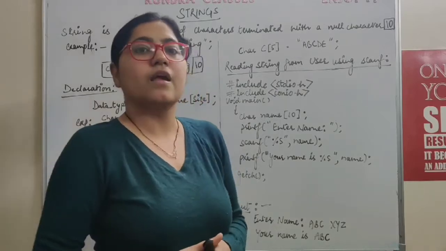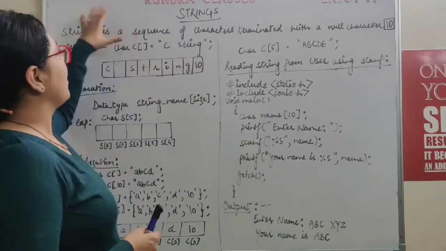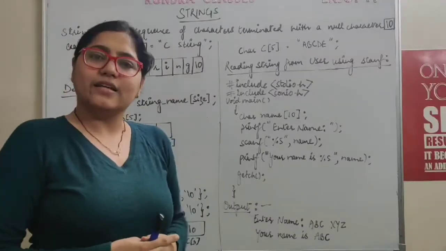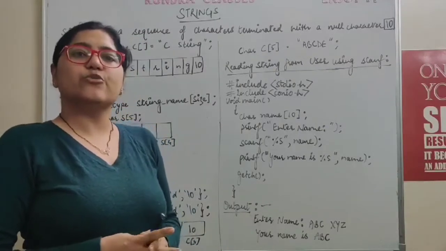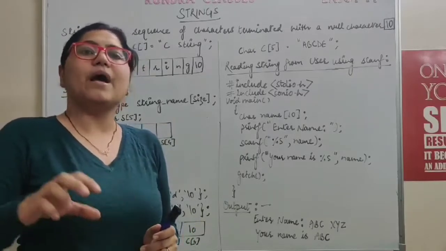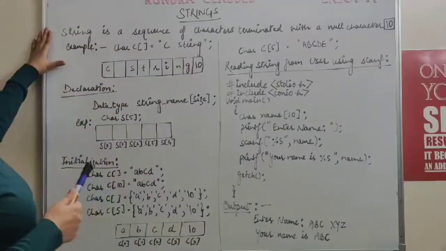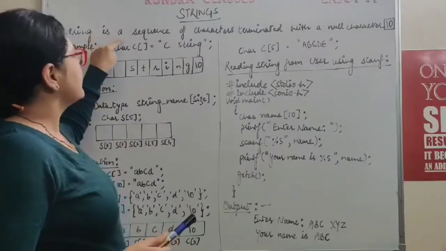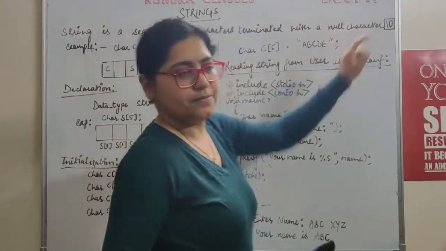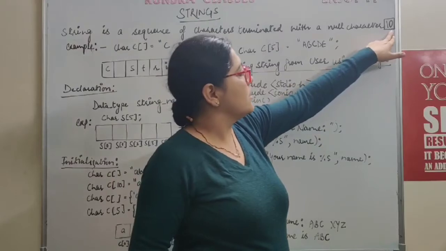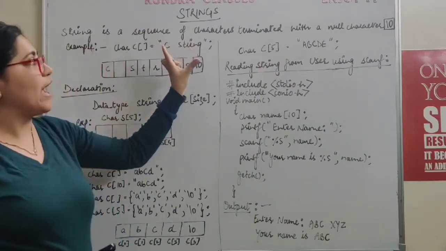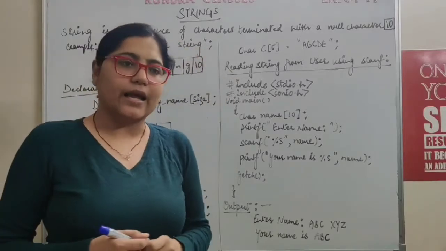Hello everyone. Today we are going to discuss strings. You all know about character arrays, in which we store characters one by one separately. But strings are different. A string is a sequence of characters terminated with a null character. The null character is represented with a slash and zero. Okay, so it's a sequence of characters terminated with a null character.